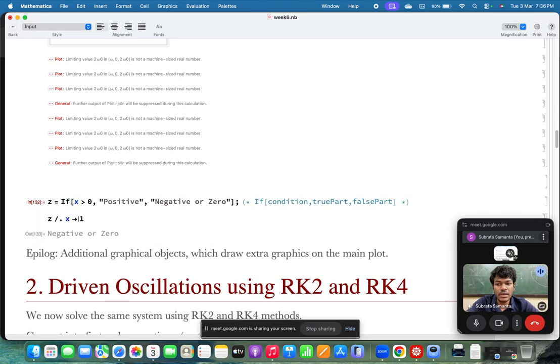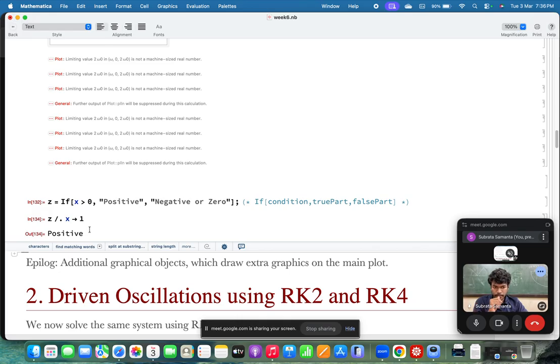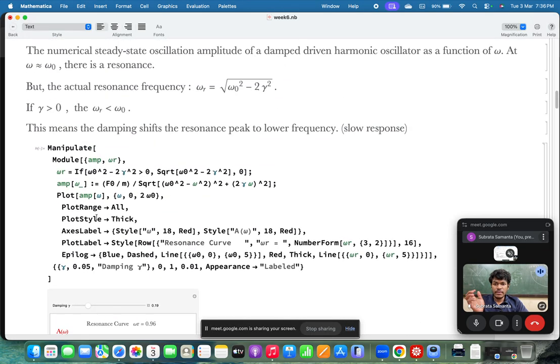Let's say I set x goes to 1 and calculate z, again a conditional expression. Once you assign the value 1 to x, the condition is true, so it returns the true part. It will return positive, and you see it returns positive. Hope it's clear now. So this is the If function used here.